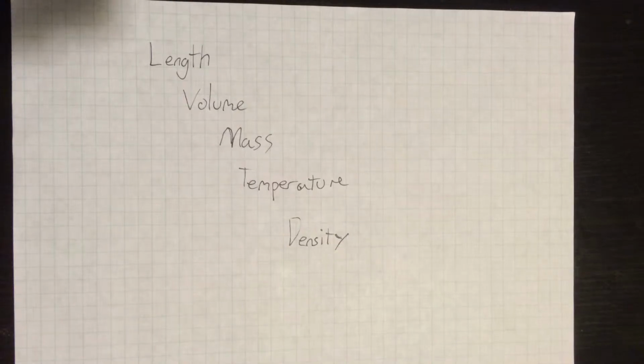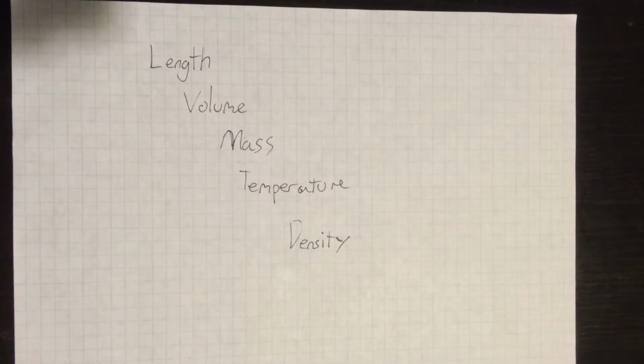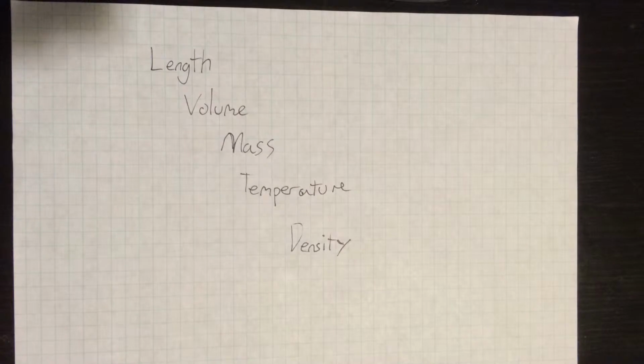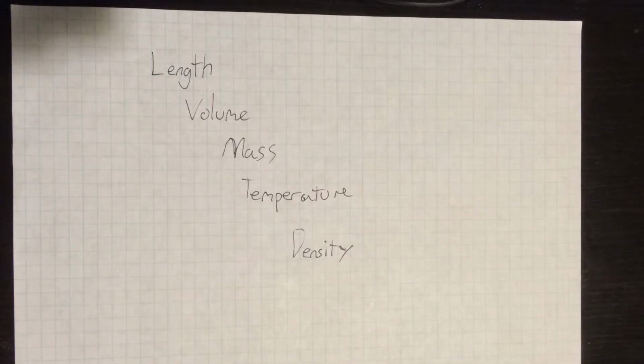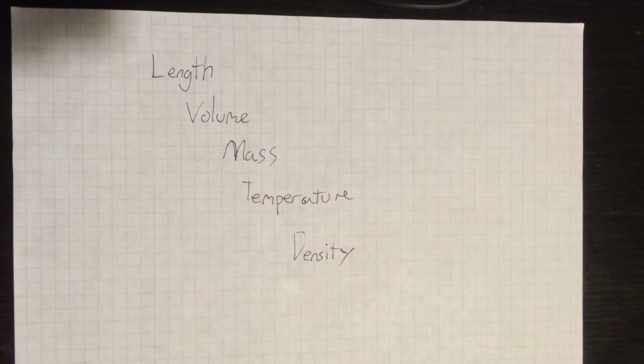Length, volume, mass, temperature, and density are all things that a good chemist needs to know about. This video will help you understand these 5 characteristics that an object can have.